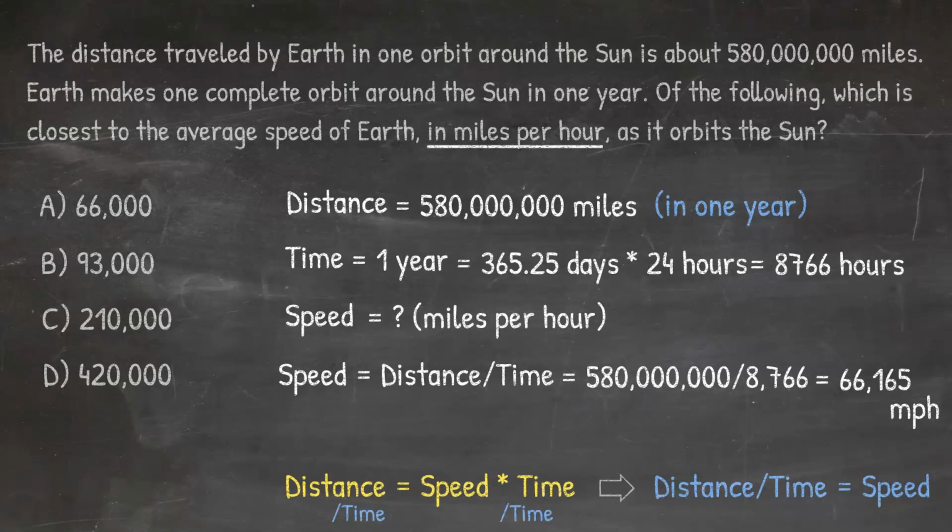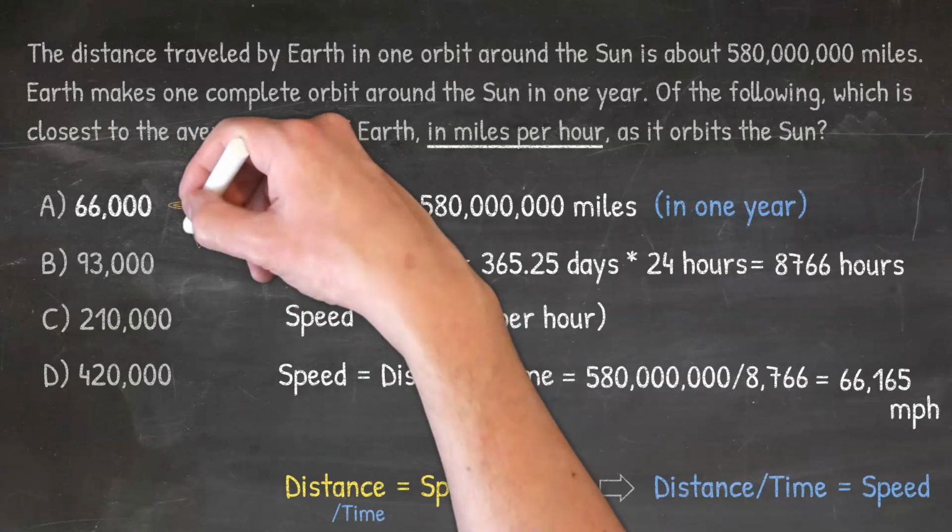Looking at the answer choices, we can see that answer choice A, 66,000, is very close to our answer. And since the question actually explicitly says closest to the average speed, 66,000 is very close, and we'll choose this as our answer.